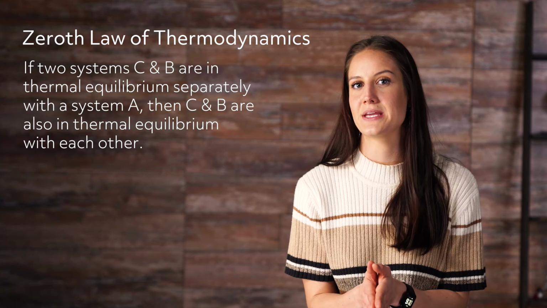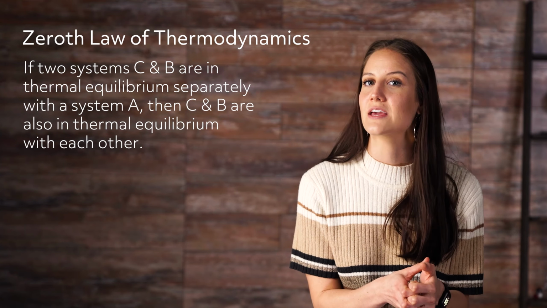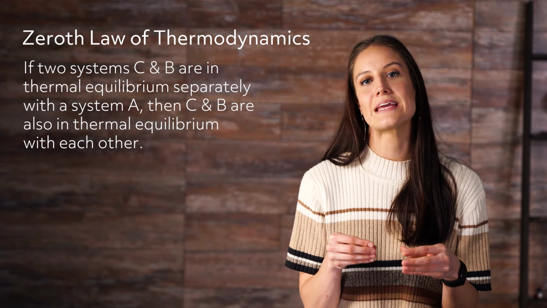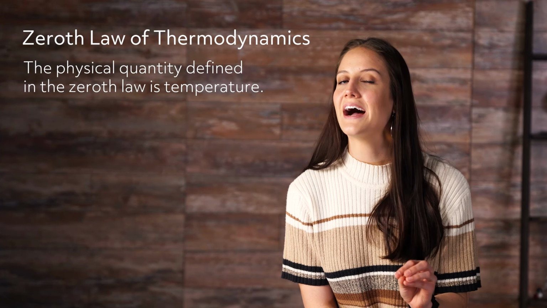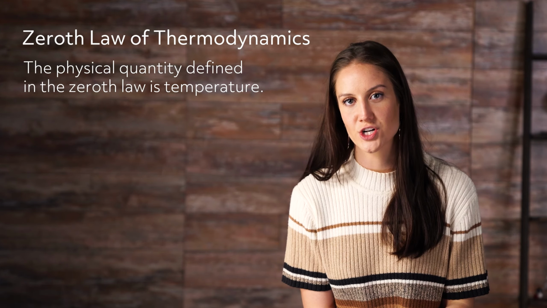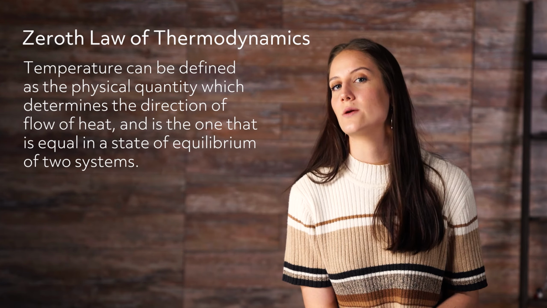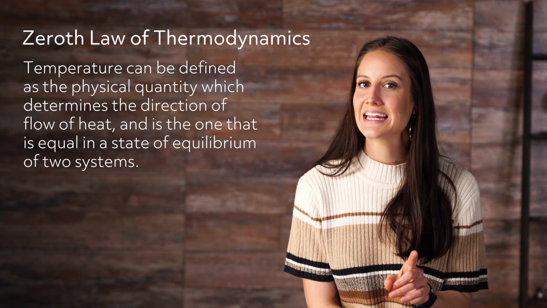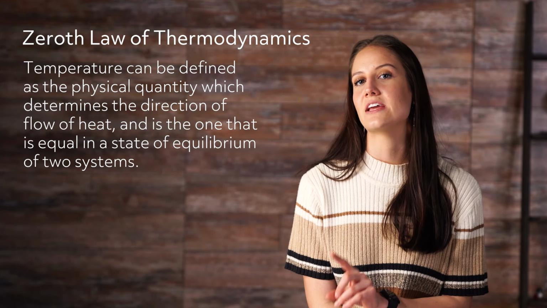First, the 0th law says that if 2 systems, C and B, are in thermal equilibrium separately with a system A, then C and B are also in thermal equilibrium with each other. Secondly, the physical quantity defined in the 0th law is temperature. And lastly, temperature can be defined as the physical quantity which determines the direction of flow of heat and is the one that is equal in a state of equilibrium of two systems. That was the 0th law of thermodynamics.